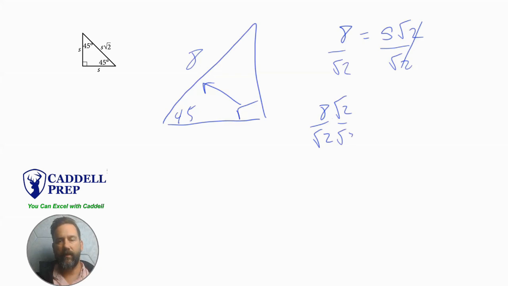So 8 times radical 2 is 8 radical 2. Radical 2 times radical 2 is radical 4, which is just 2. You can reduce because 8 divided by 2 is 4. So we have 4 radical 2. So that means that S is 4 radical 2. And both of these sides are S. So both of these sides would be 4 radical 2.